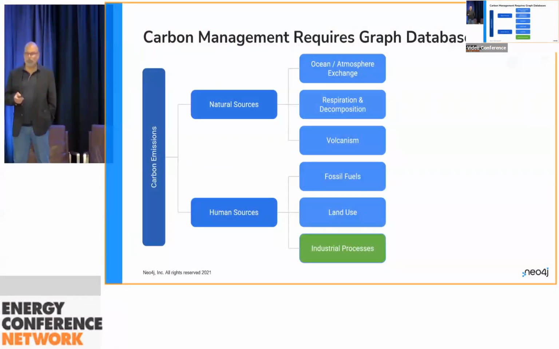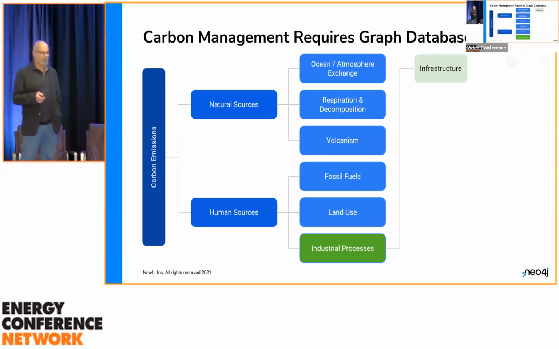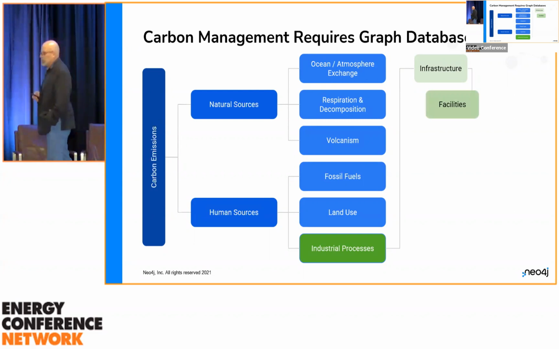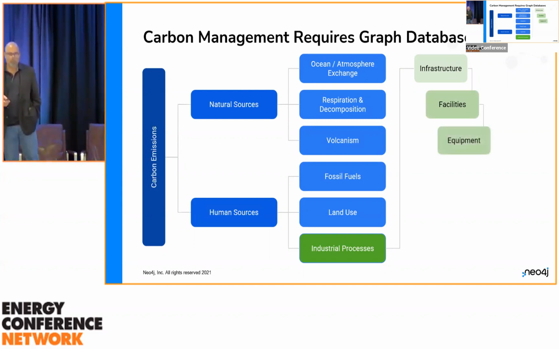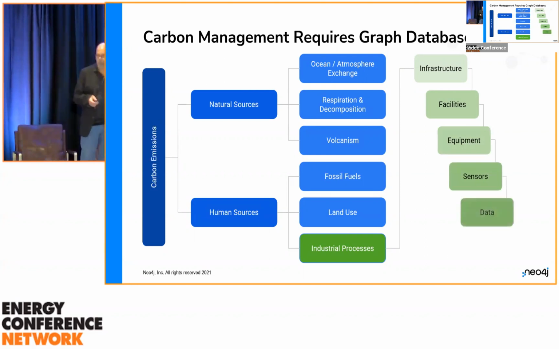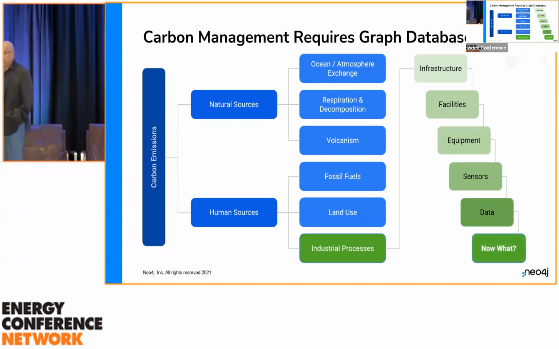And so if I think about the kind of data I need to manage carbon, I very quickly am talking about infrastructure, right? I'm talking about basically from well to flame. Within my infrastructure, I have facilities. Within my facilities, I have equipment. Within my equipment, I have sensors. I have sensors that are throwing off data. And now I have an analytical problem. I think you're starting to see the graph that's beginning to just naturally develop around this topic.